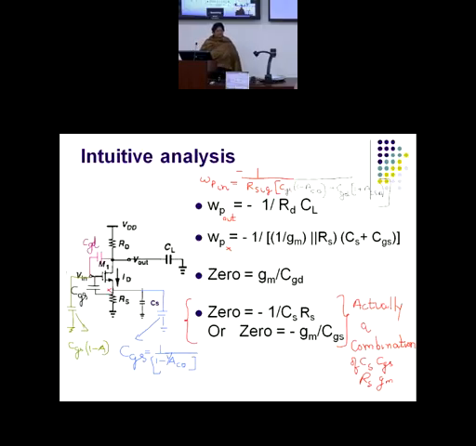Suppose there is a cascade. What would be R signal then? I have a CSA followed by a CSA with RS. What would be R signal? Because the second stage is getting the input from the first stage. So what will be the R signal here? R out of the previous stage.